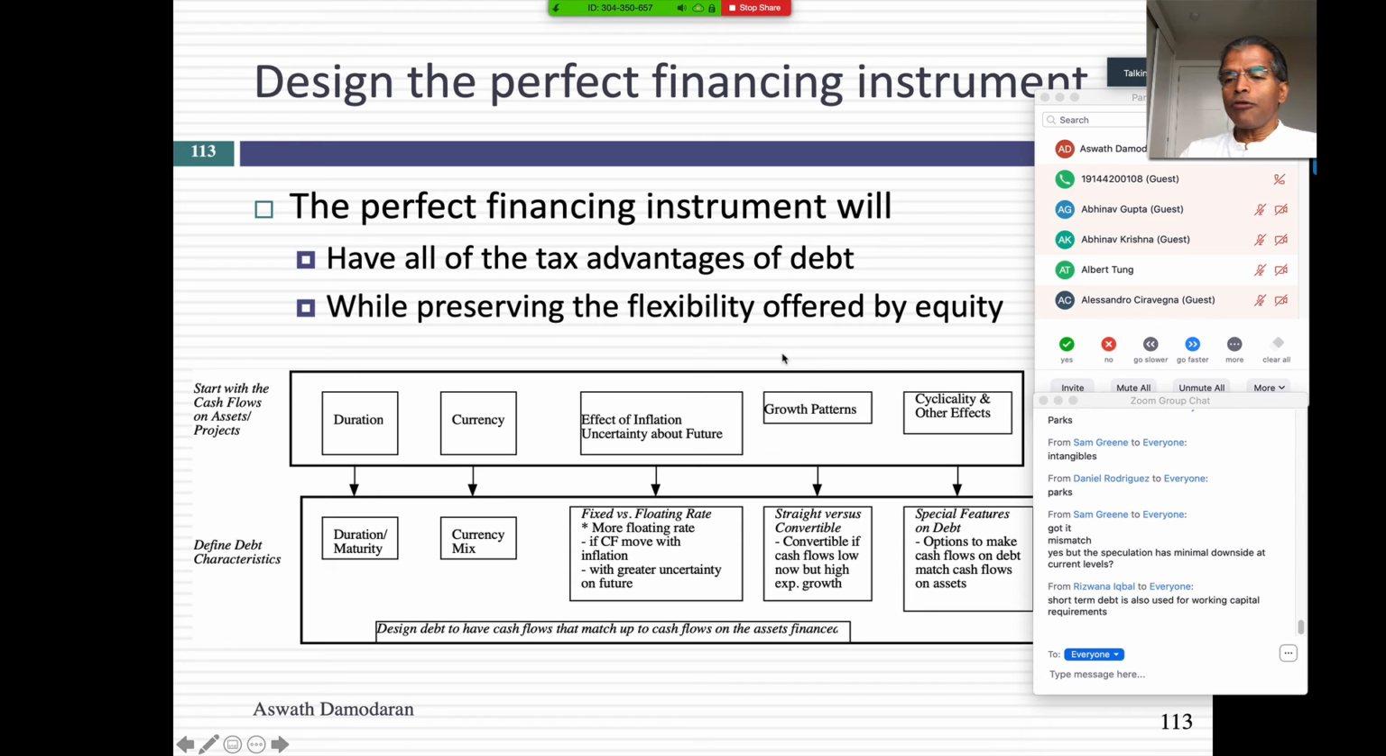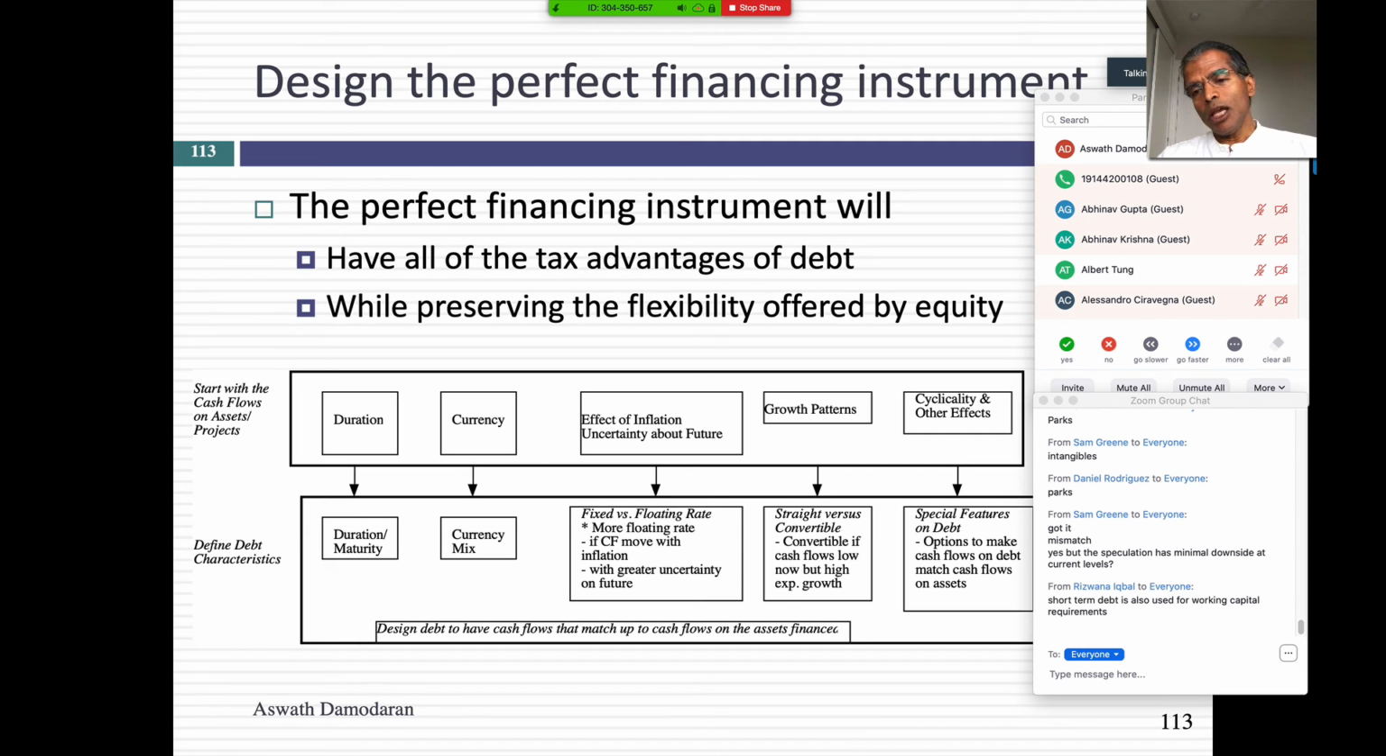Okay, let's move on to the fourth question. Tell me something about your growth pattern. You're saying, what are you talking about? Are you a mature company with relatively low growth? Are you a high growth company where everything lies in the future? You're saying, why should that matter? Well, that's going to determine whether I use straight debt or convertible debt.